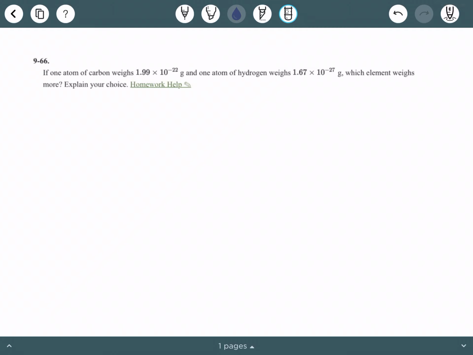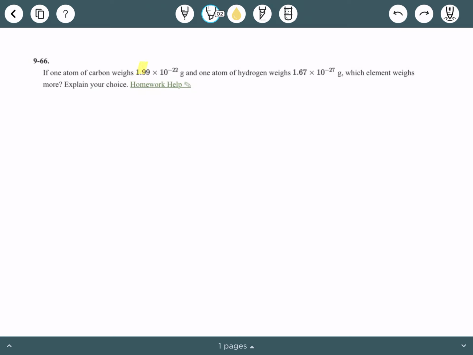966. If one atom of carbon weighs 1.99 times 10 to the negative 22nd grams, and one atom of hydrogen weighs 1.67 times 10 to the negative 27th grams, which element weighs more? Explain your choice. So, don't overthink this one. For this, we are comparing these numbers.